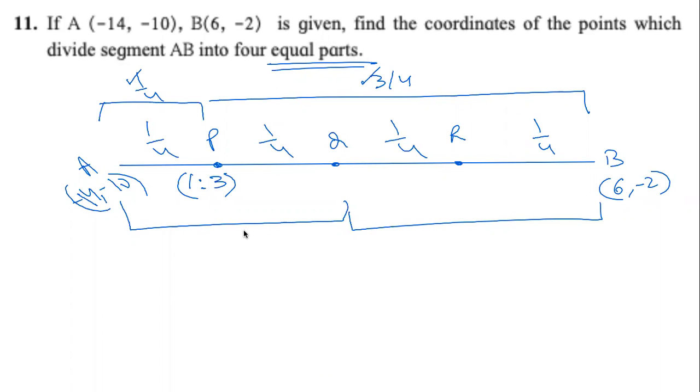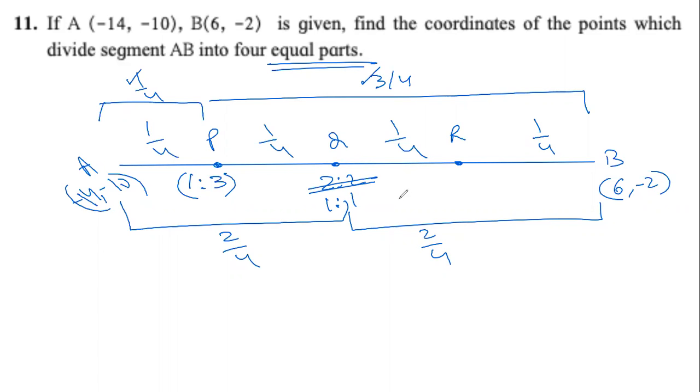What will be the ratio for AQ? Now all of you are getting it right. It will be 2:2. 1:1. It is the midpoint now. We can say that this is 2/4. This is also 2/4. So we get 2:2. But 2:2 is 1:1. So we will use 1:1.